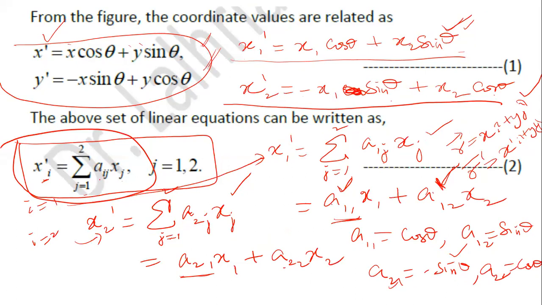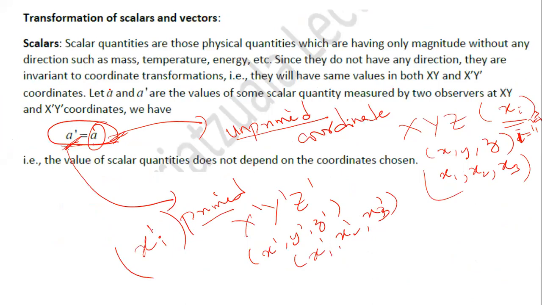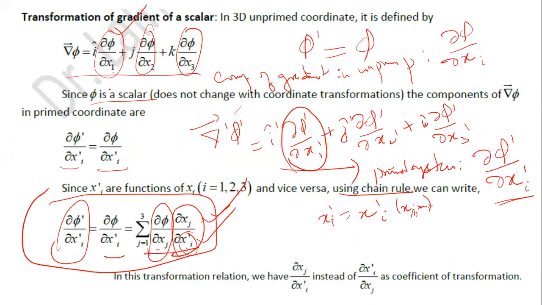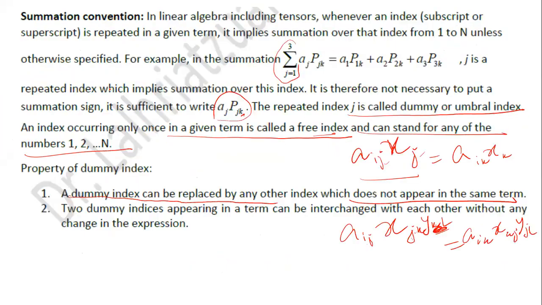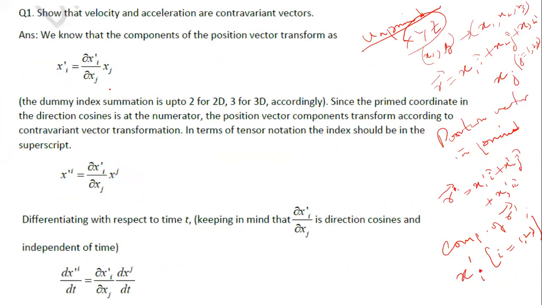And the transformation relations here involve the coefficient, which involves direction cosines. Cos theta, where theta is simply the angle between the two coordinate systems, primed and unprimed. So if you recall, for such a component of the position vector, we eventually arrive at this.